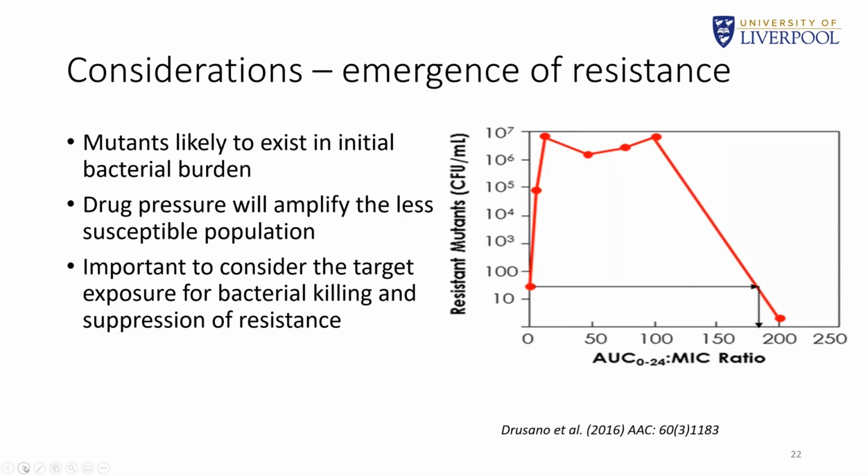The other thing we have to think of is emergence of resistance. We know that mutants are likely to exist in the initial bacterial burden, and as we increase drug, that drug pressure will amplify the less susceptible population more. So you can get an increase in resistant mutants, and you need a higher dose to actually suppress those resistant mutants. So it's important when developing a drug to consider the target not only for bacterial killing, but also for suppression of resistance. And this is more of why we have to use more than one model. It's very difficult for us in an in vivo model to really understand emergence of resistance.